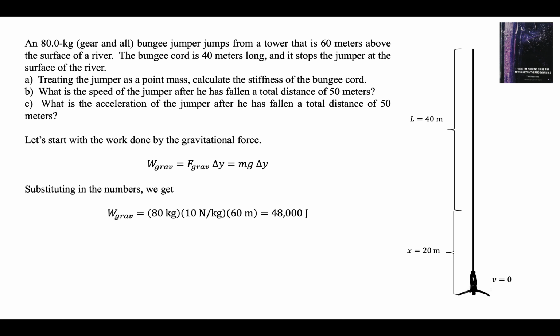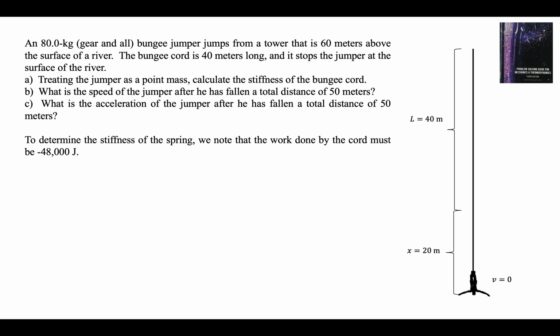So the force is 800 newtons. The distance is 60 meters. The work is 48,000 joules. For the work done by the cord, we stick a negative sign because the force is against the motion. And we get 1/2 kx squared. x is 20 meters. That's the stretch. Don't put in 60 meters for x.